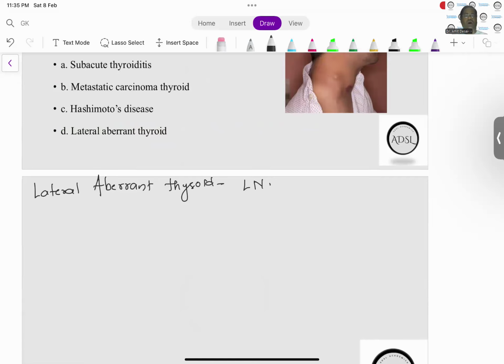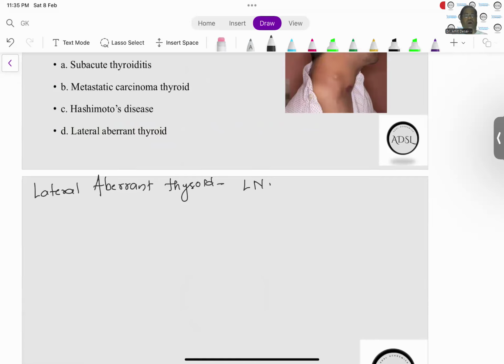It was called lateral aberrant thyroid because they felt that during development, some kind of thyroid tissue went laterally and then developed. But in today's world, we know that this does not exist. This is not the case. What we actually see is that it is a metastasis from the papillary thyroid cancer. So what we talk about as lateral aberrant thyroid is in fact a metastasis from the papillary thyroid cancer.